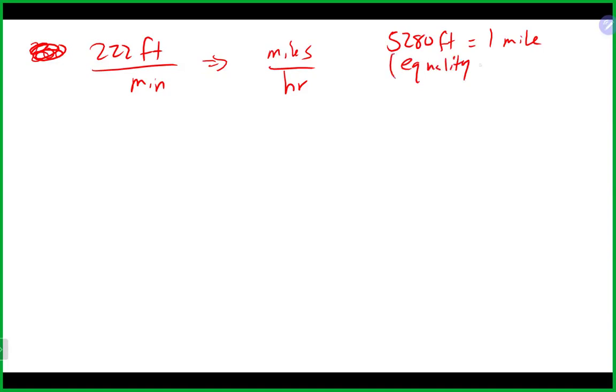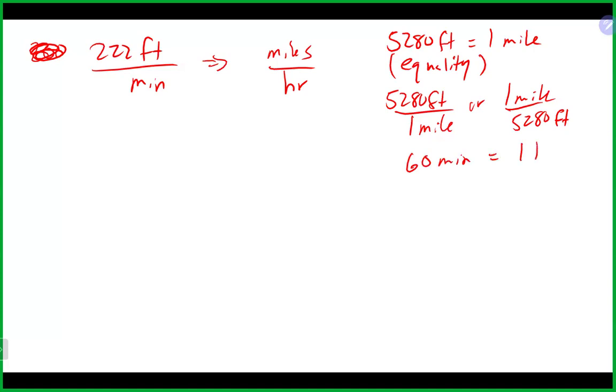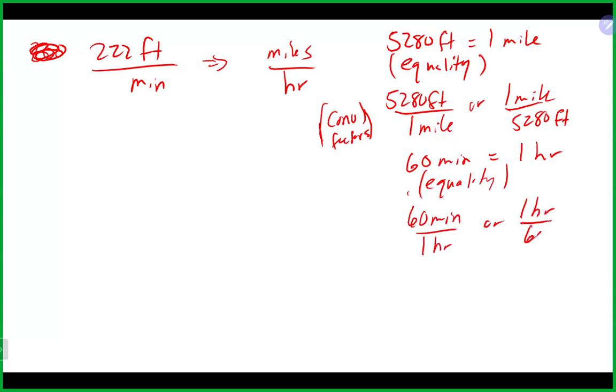And from that equality, we could get 2 conversion factors, 5,280 feet over 1 mile. Our 1 mile is 5,280 feet. We also need some minutes to hours. So there are, I believe, still 60 minutes in 1 hour. And obviously, this is our conversion factors here. And that also gives us, from this equality, 2 conversion factors that we could have: 60 minutes over 1 hour. Our 1 hour is 60 minutes.